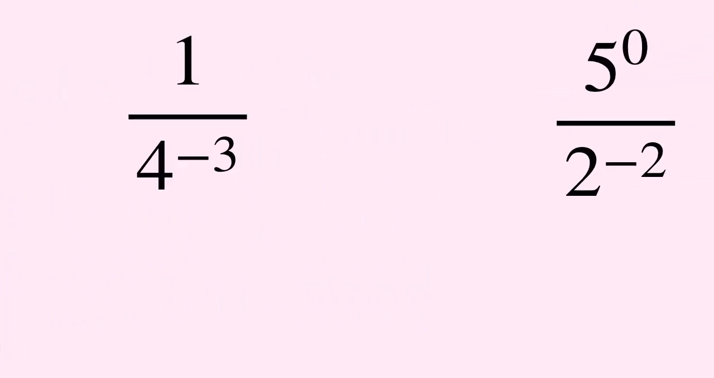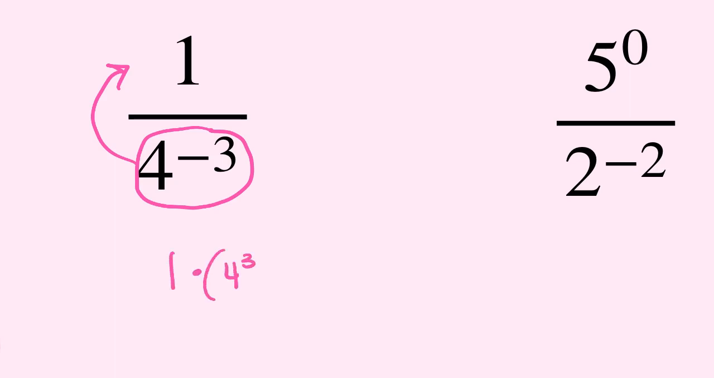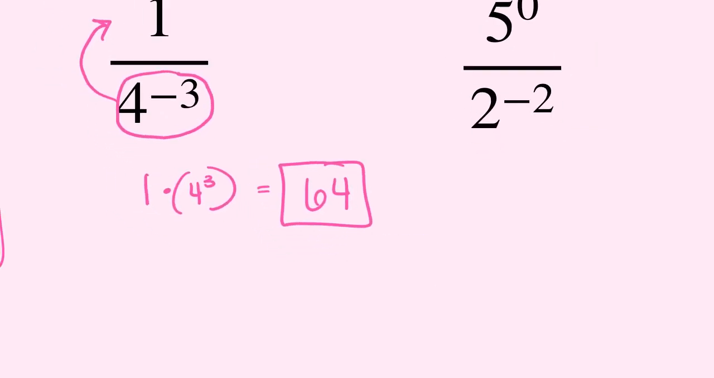The next example, the negative exponent starts in the denominator. It starts in the bottom of the fraction, which means we need to move it to the top of the fraction. So that would turn into 1 times 4 to the positive third, which is just 64, because 4 to the third is 64. So that is our answer. And we wouldn't have anything left on the bottom. I mean, technically we have a 1 left on the bottom, right? But you don't have to write that, it's just a 1.